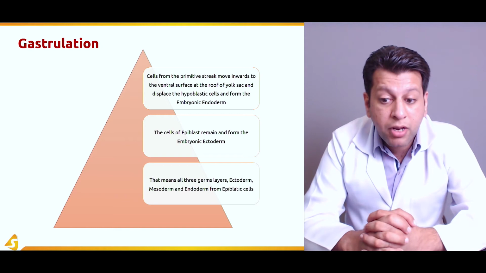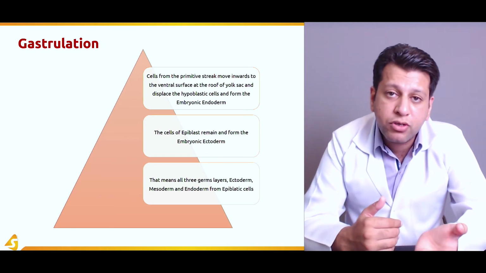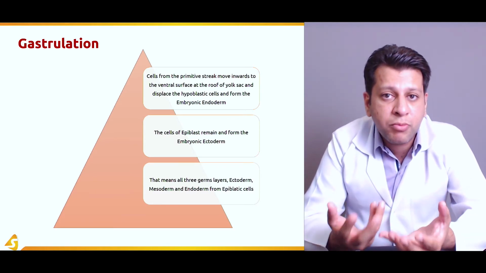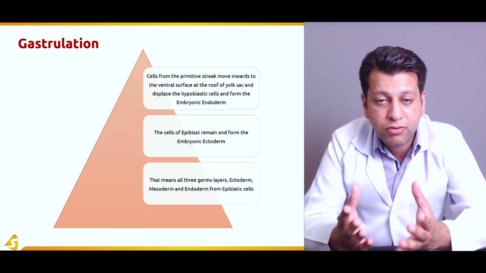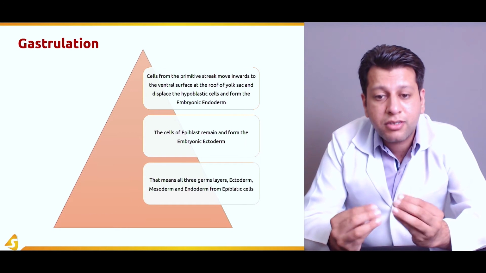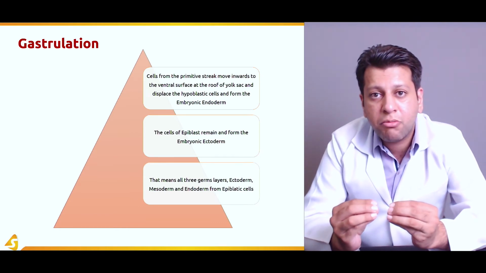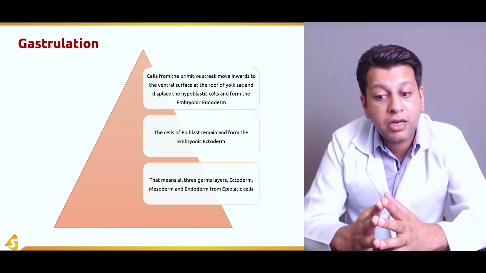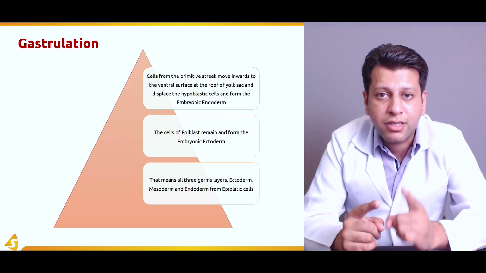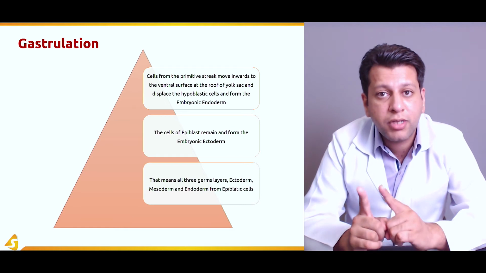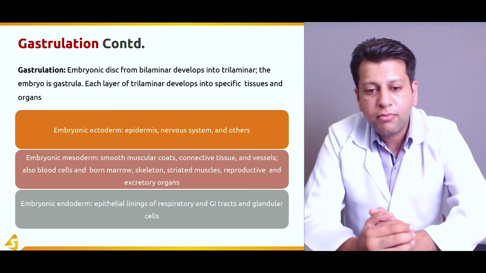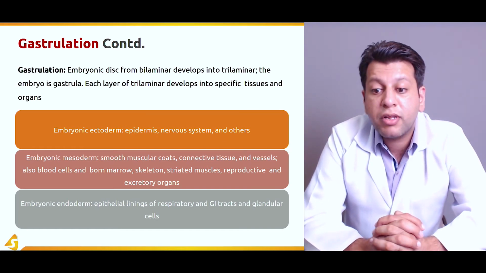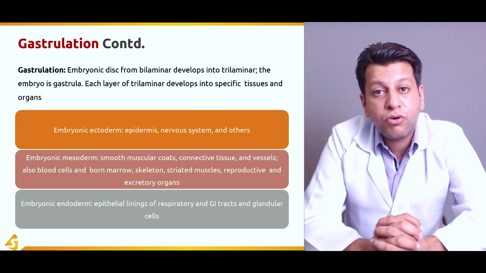The cells of the epiblast remain and form the embryonic ectoderm. I've just told you why it is called the embryonic ectoderm, because this was the same epiblastic and hypoblastic layer formed from the inner cell mass, which I told you in the previous lecture will form the embryo proper. That means all three germ layers, ectoderm, mesoderm, and endoderm, are actually from the epiblastic cells. They are derived from the epiblast, not from the hypoblast. In gastrulation, the embryonic disc forms from the bilaminar disc and develops into the trilaminar disc. The embryo is now called a gastrula.